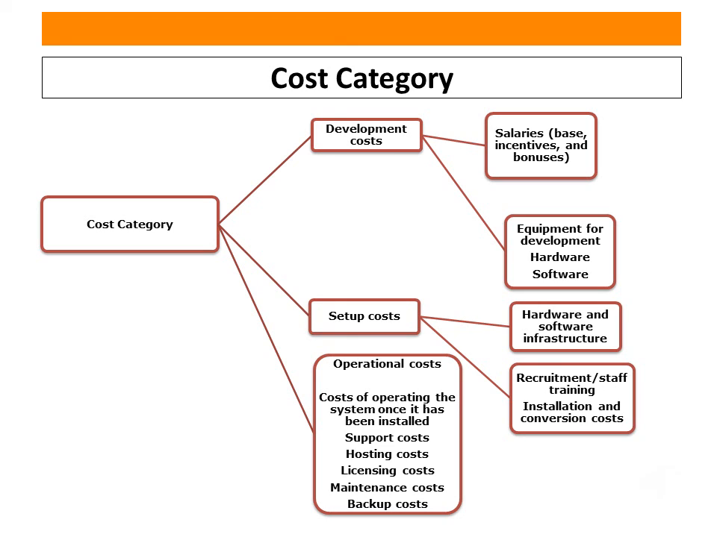And after that, if we are talking about setup cost, then we have two different factors. Number one is hardware and software infrastructure. Why infrastructure? Here infrastructure means the facilities given by the estimator and by the user to a development team, that is, on a single software, what type of hardware is used and what type of software is used.